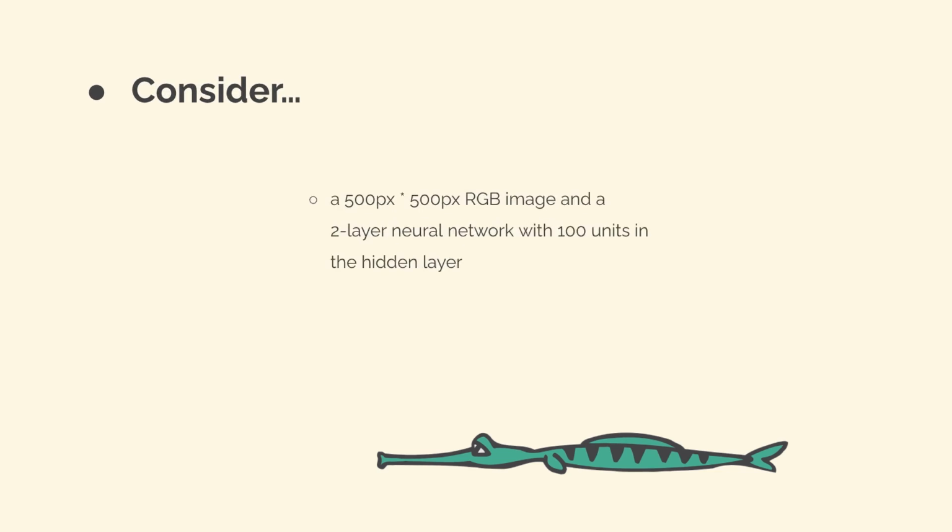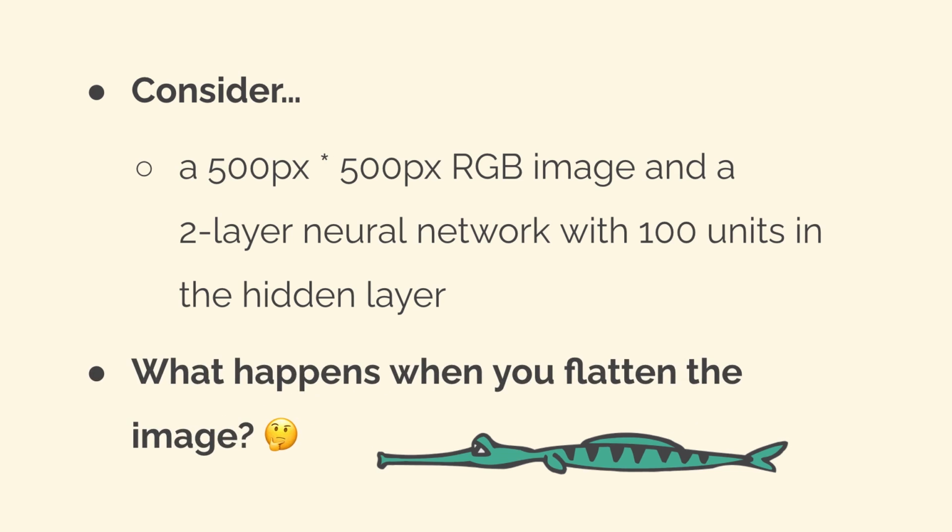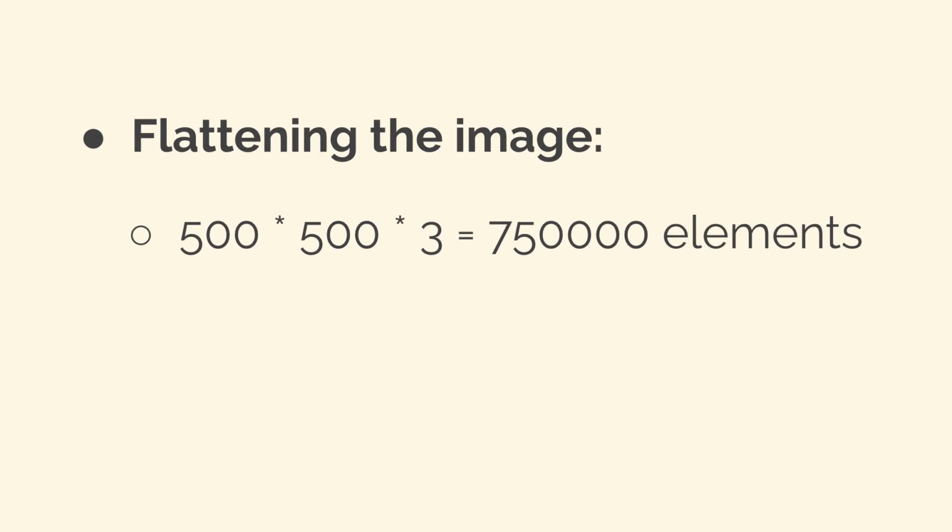Let's think about a 500 pixel by 500 pixel red, green, and blue image, meaning a colored image. Let's say we have a 2-layer neural network with 100 units in the hidden layer. What would happen when you flattened this image in order to feed it to the neural network? Well, flattening the image results in 750,000 elements because you have 500 the width, 500 the height, and then 3, which is the color values, red, green, and blue.